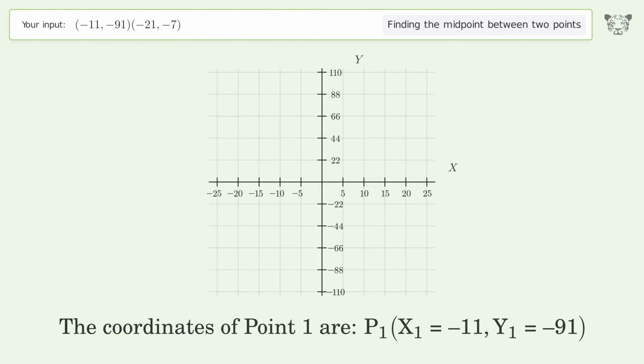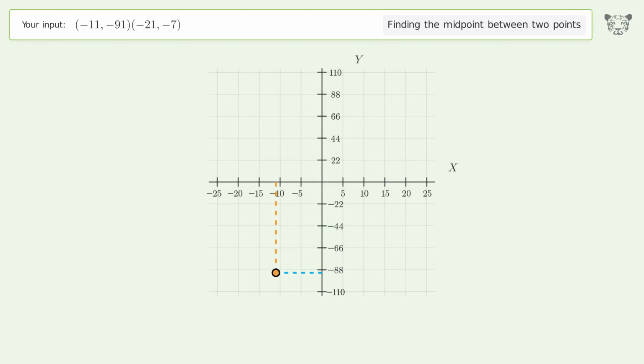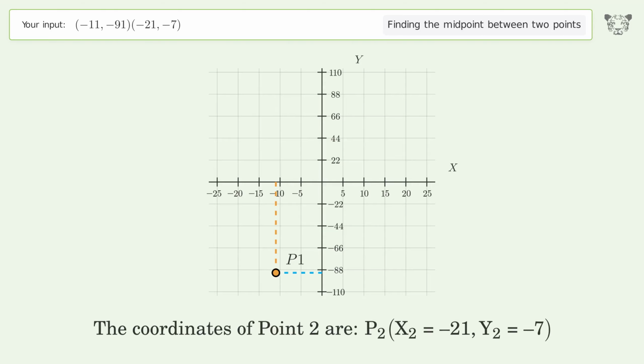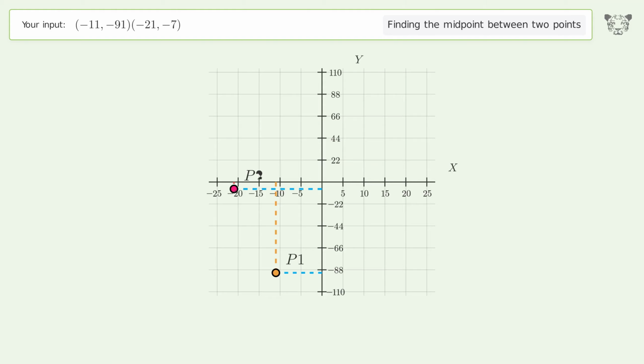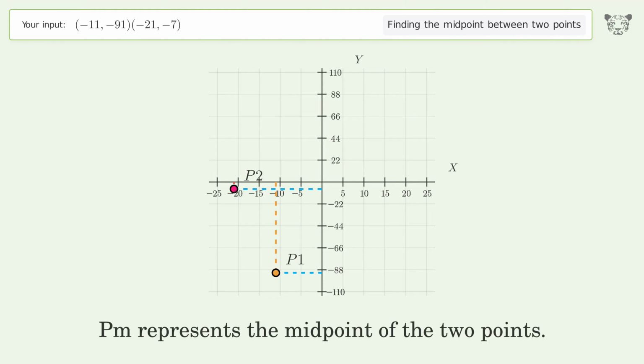The coordinates of point 1 are, x1 equals -11, y1 equals -91. The coordinates of point 2 are, x2 equals -21, y2 equals -7. PM represents the midpoint of the 2 points.